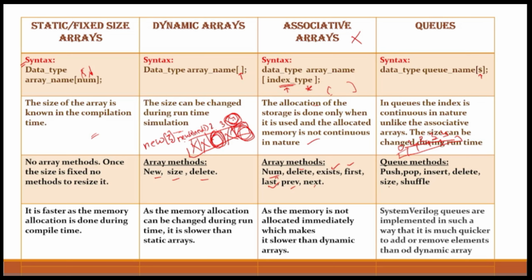When it comes to queues, there are many more methods compared to associative arrays, like push and pop. In push and pop you will have four methods again: push front, push back, pop front, pop back. Similarly insert, delete, size, shuffle.